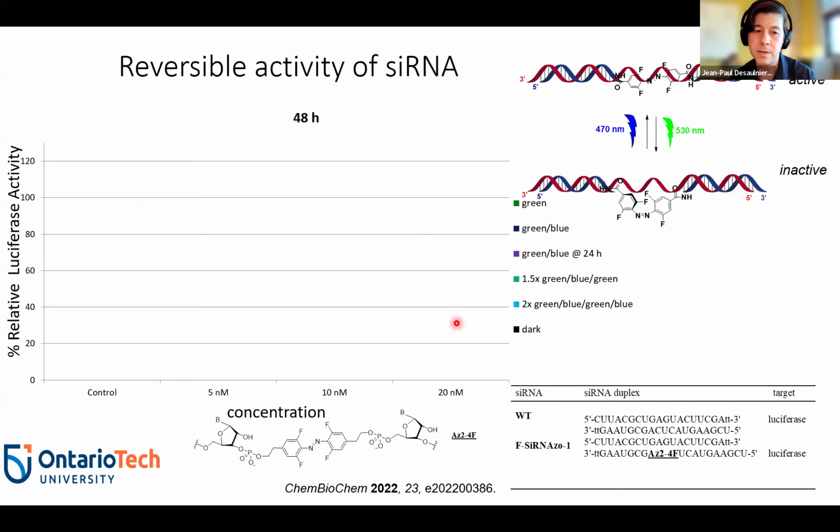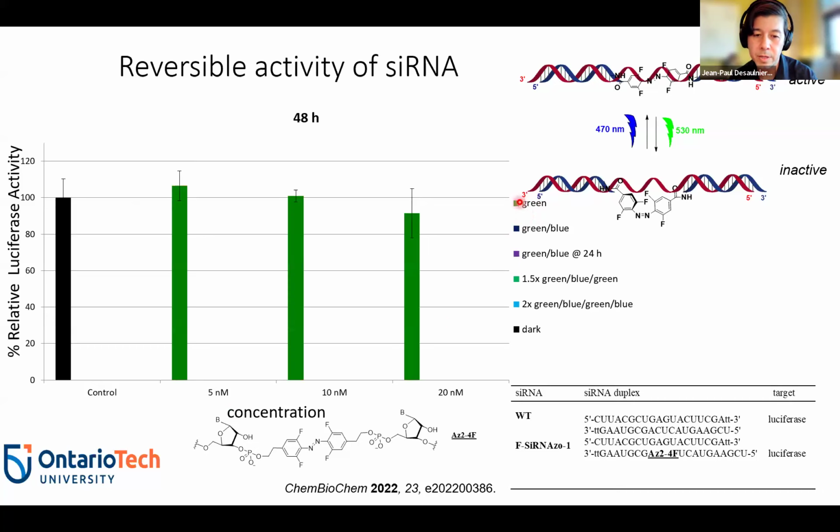And then we wanted to look at the effective reversibility of this construct. So like I said before, we could add green light, keep it inactive. Green, blue, we could see gene silencing. But we wanted to see whether we could add green light and then not a few hours later, but 24 hours later add blue light. So you can think of the RNA being inactive for about a day, and then a day later we activate it. What's going to happen? Is it actually still going to work? Are we going to get some activity? And that's exactly what we see. We do see activity as shown in the purple here.